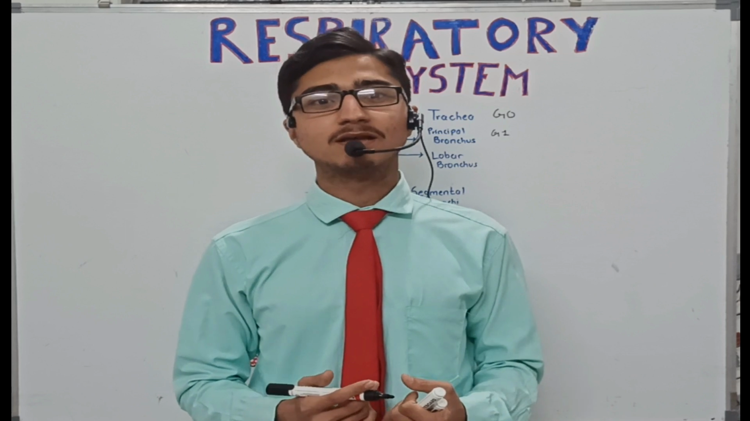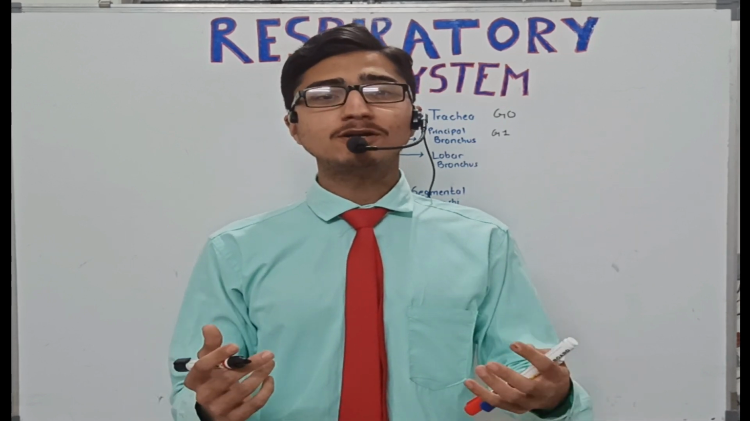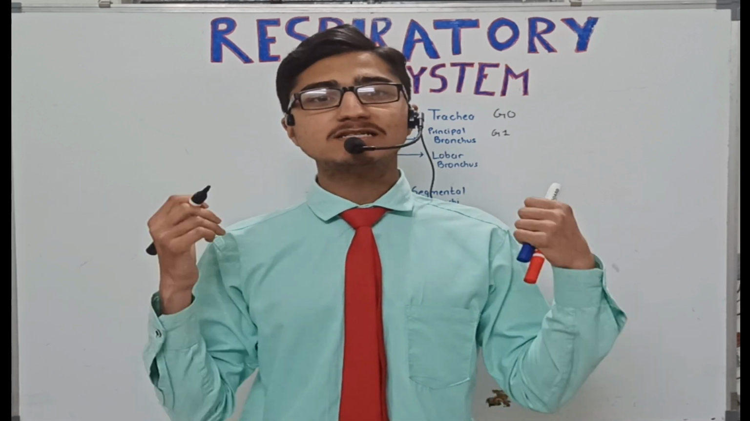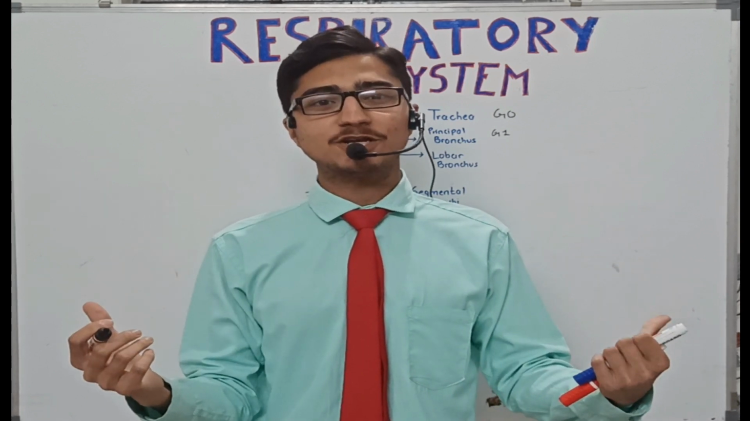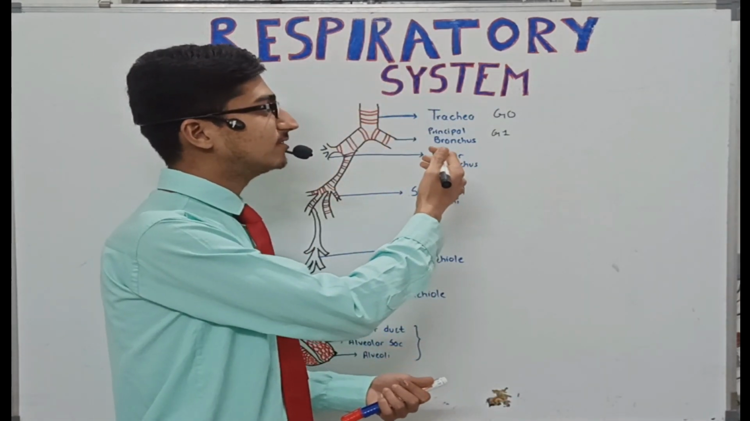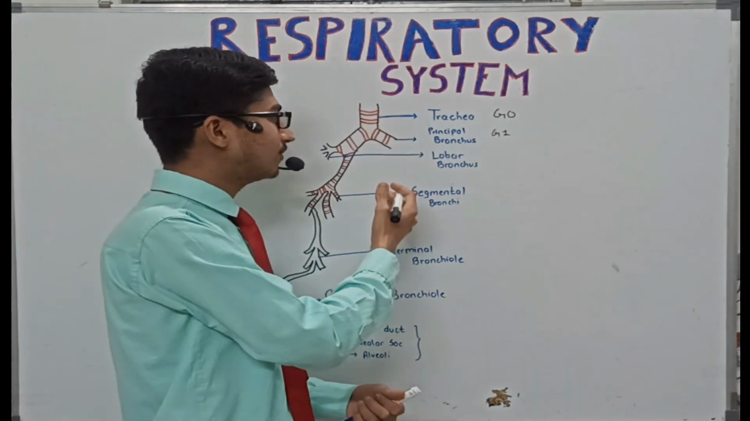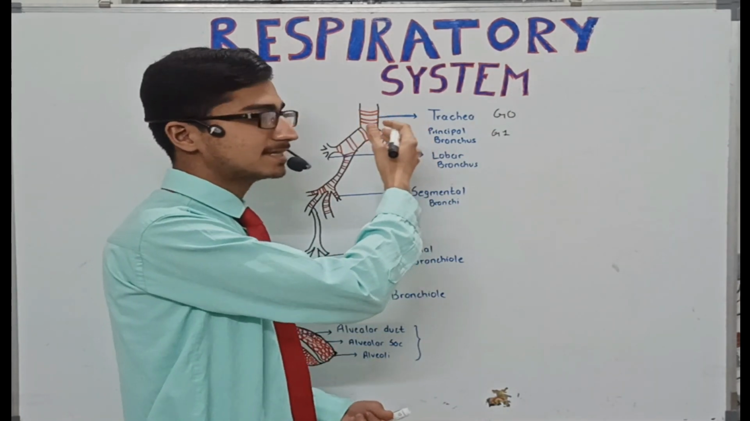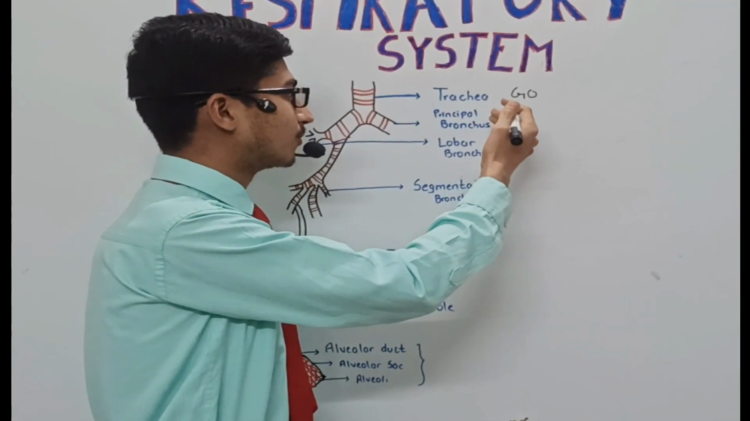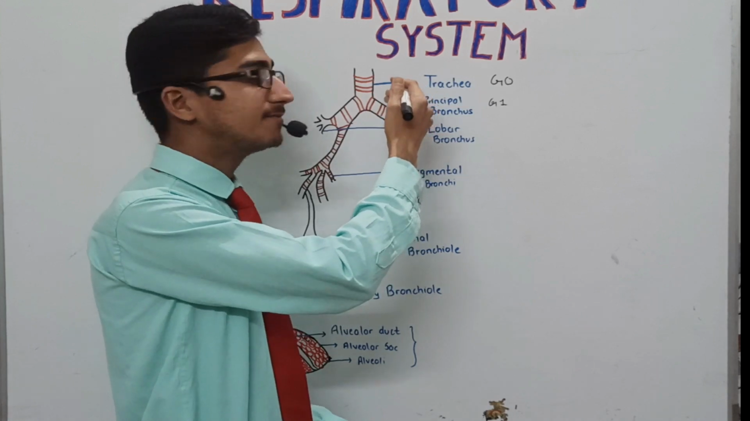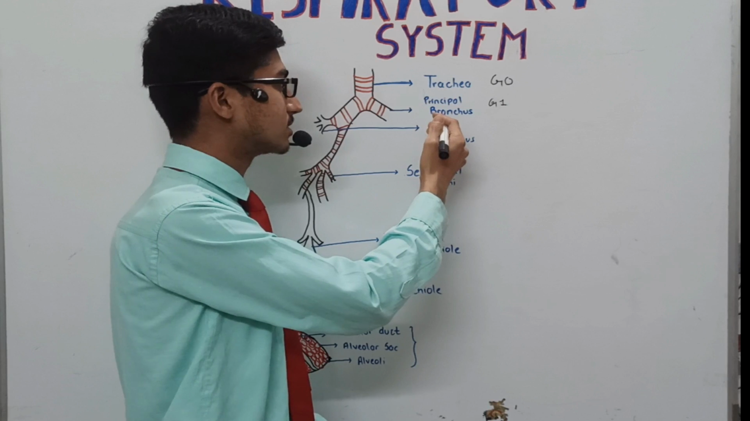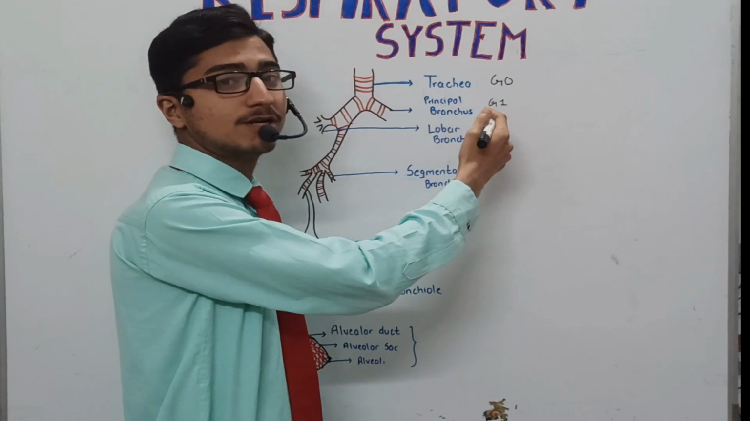So in today's video we are going to focus on the tracheobronchial tree. So without wasting time, let's focus on the diagram and study this tracheobronchial tree. As you can see, the first structure in the tracheobronchial tree is the trachea itself. Let's give it generation 0. Then it is divided into two parts, known as the principal bronchus. Let's give it generation 1.